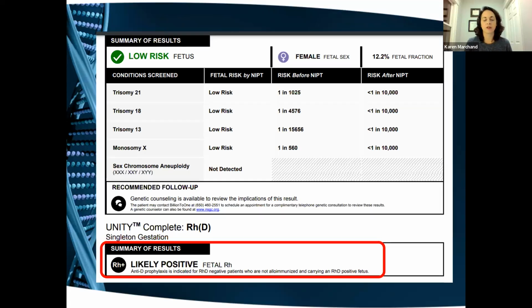So the top part is fairly typical cell-free DNA aneuploidy screen results. And then at the bottom, they show the RHD status, which for this fetus, they reported as likely positive. One tricky thing here, they actually do not provide a PPV, a positive predictive value. I couldn't find one anywhere in their information on their website.